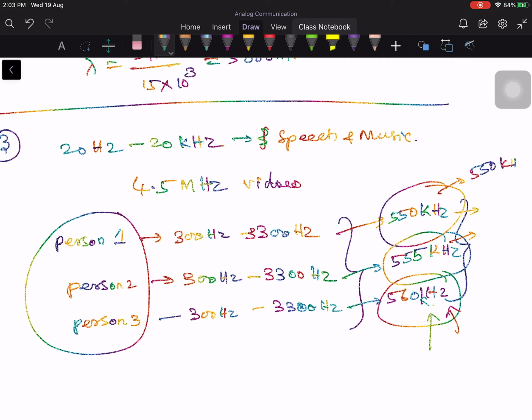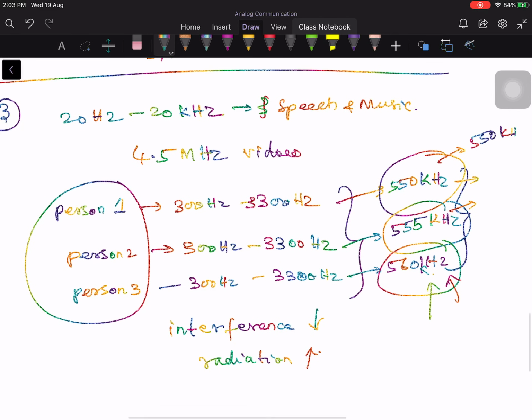So therefore this also overcomes the difficulties of power radiation at low frequencies and reduces the interference. Because of this, interference with others is reduced, radiation is also improved, and antenna size reduces. So three advantages that you can get.